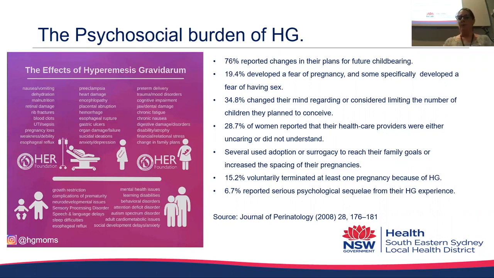This slide provides some of the statistics in relation to the psychosocial aspects of HG on women. It highlights the significant negative effects on the physical and mental well-being of sufferers. I've also added the image from the HER Foundation, which shows the wide range of areas of the woman's and child's life that may be impacted. Further research is currently being undertaken to ascertain the full extent of impacts on children born to mothers with HG.